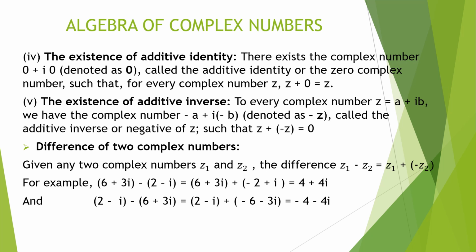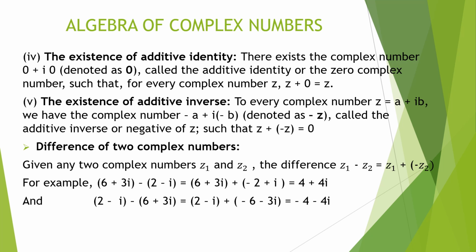Difference of two complex numbers. If z1 and z2 are two complex numbers, z1 minus z2 is basically z1 and then you add minus z2 to z1. So 6 plus 3i minus 2 minus i is the same as 6 plus 3i and then you add the negative of z, that means minus 2 plus i, which is actually 6 minus 2 is 4, and i into 3 plus 1, which is 4. So it is 4 plus 4i.